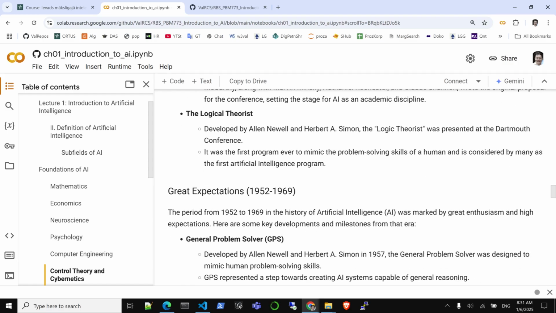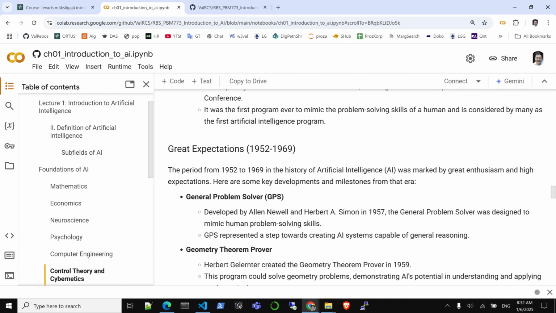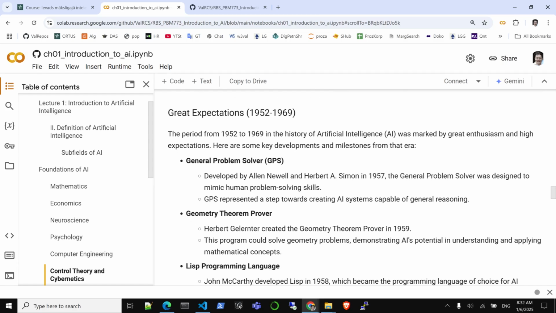So there were very big expectations in early years. People thought, well, hey, we'll build a general problem solver, right? Meaning you give it any problem, it will solve it for you. Well, it didn't, but it worked on some examples: a geometry theorem prover in 1959 could solve some basic geometry problems, right, applying mathematical concepts.